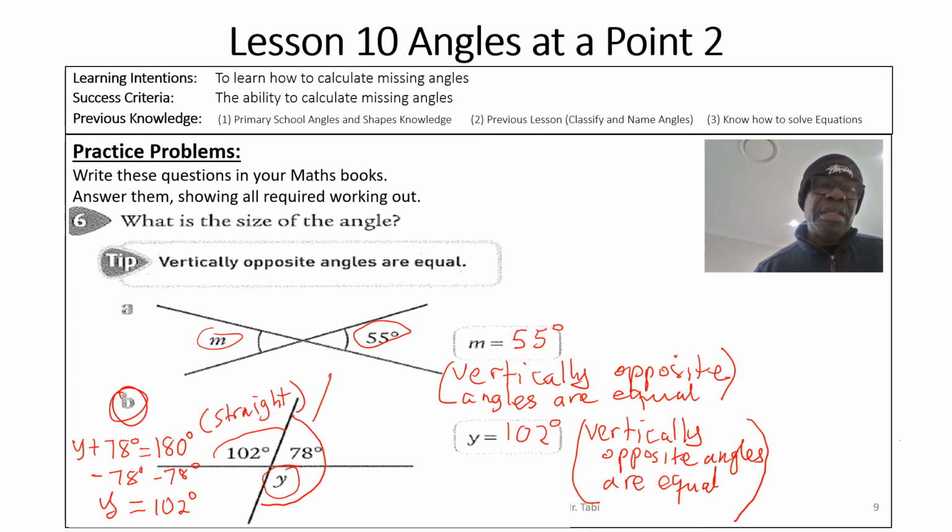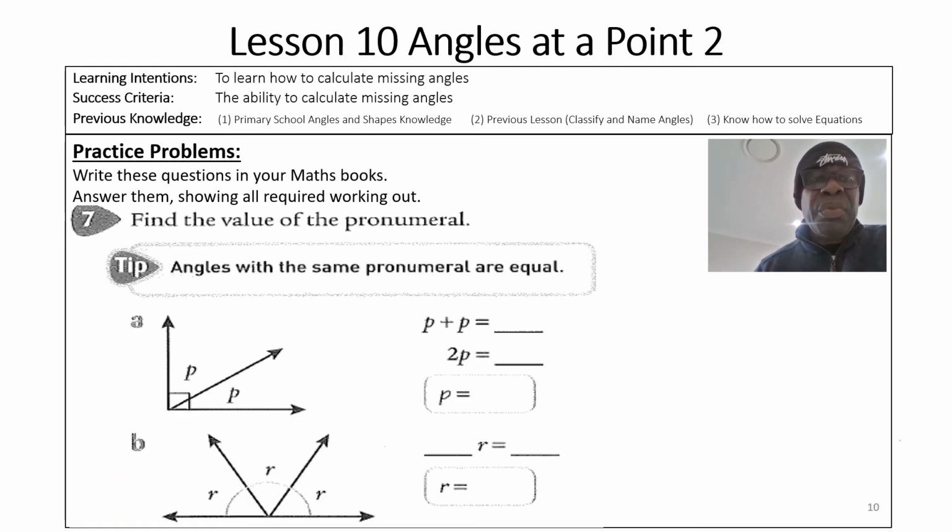You can also use the word supplementary. So there are sometimes several ways you can solve the same problem, but the easiest, of course, was using vertically opposite because you just don't do anything, just by recognition. Again, pause, solve the problems, and then continue rolling the tape.